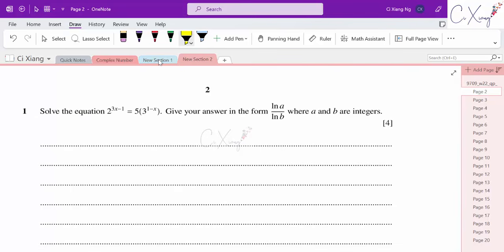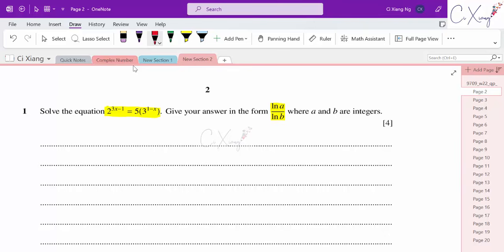We are given an equation that involves indices, and they want us to give the answer in the form of ln A divided by ln B, where A and B are integers. So they want to solve this particular equation, and our answer should be in this pattern. When we have equations with indices, there are many ways to solve it. Some will straight away take ln or log at the early stage.